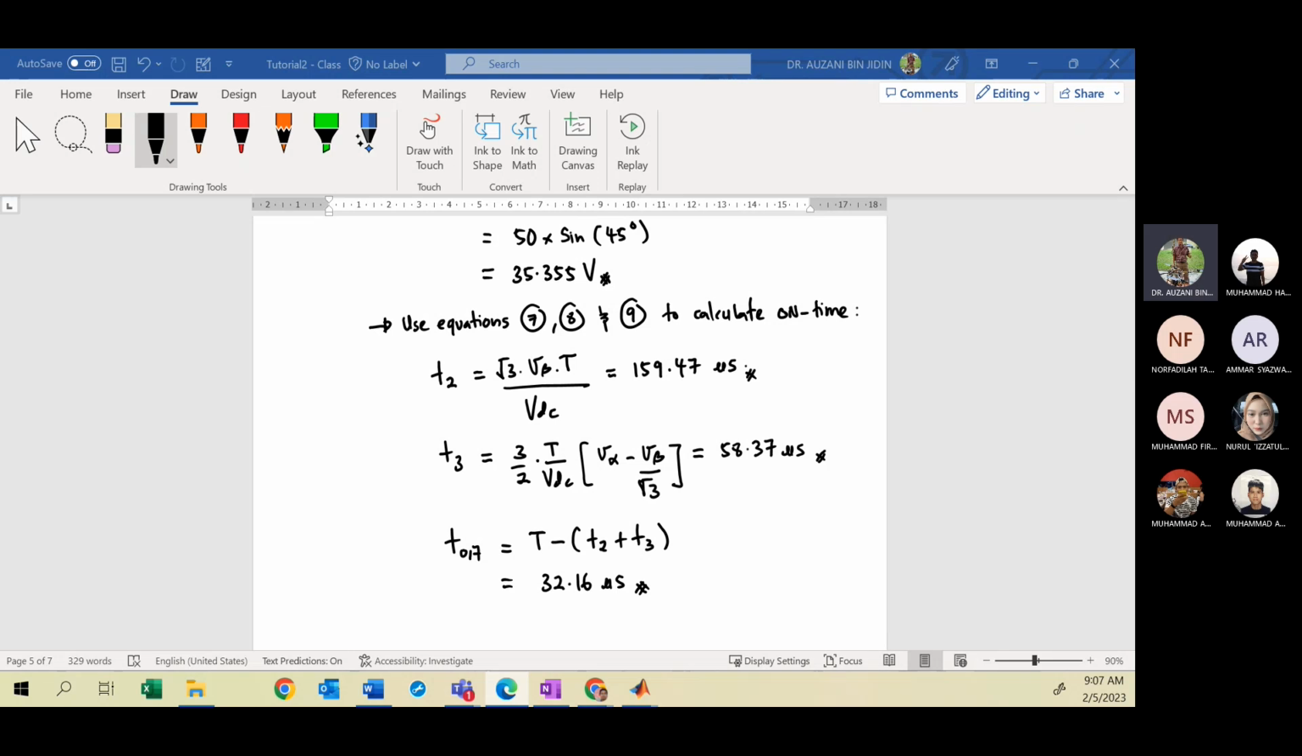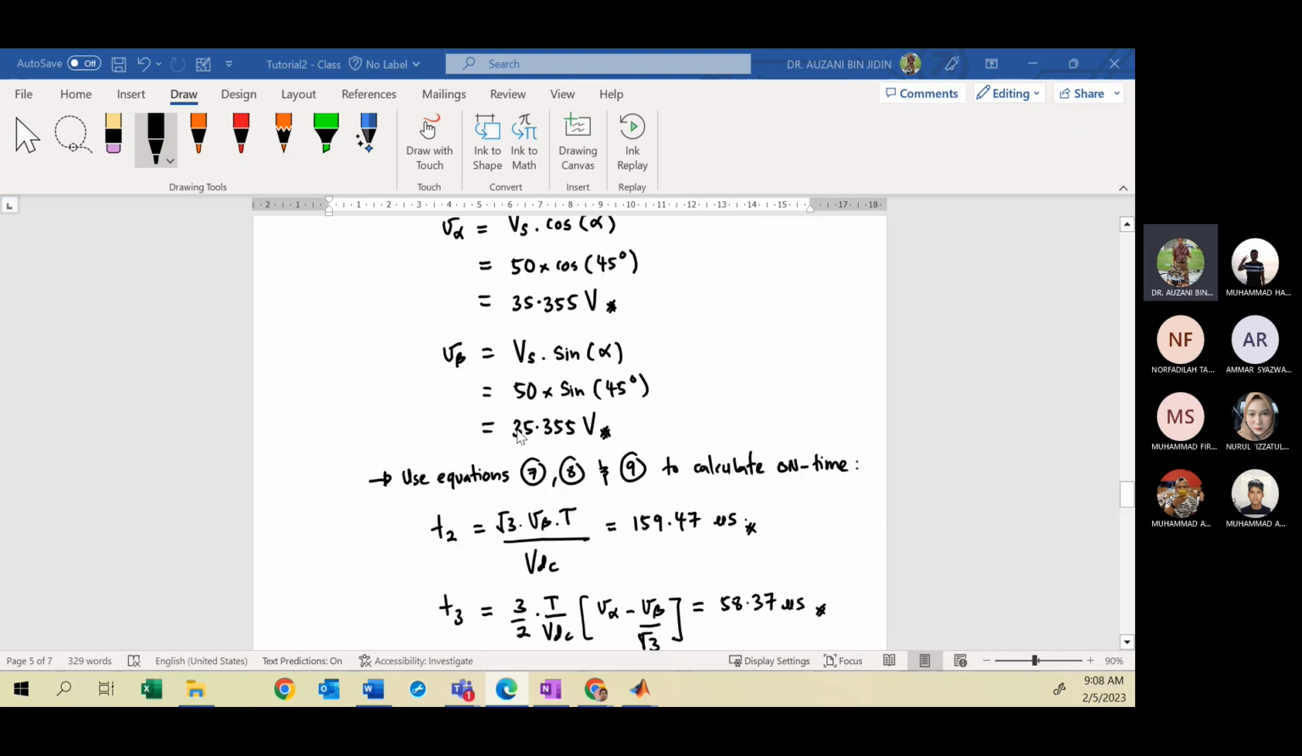Okay, this is all for part B. Any questions? This one is very straightforward. So this is for the first case. Maybe to test your understanding, you have to do the other cases, question number 2 and 3. Actually you can apply the same process and the derivation to draw the vector diagram. Finally you can calculate all the parameters, the on times.